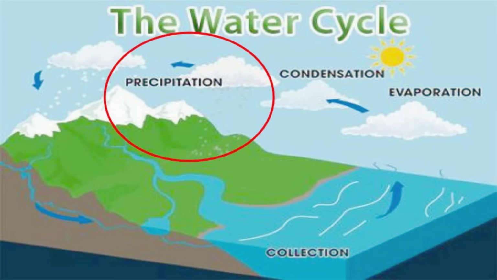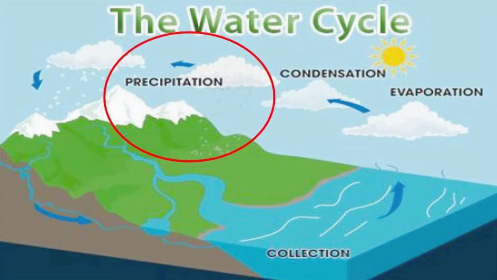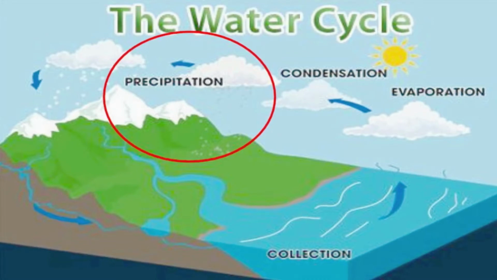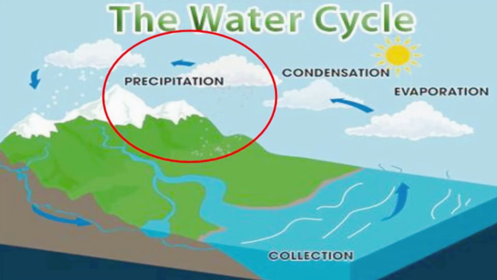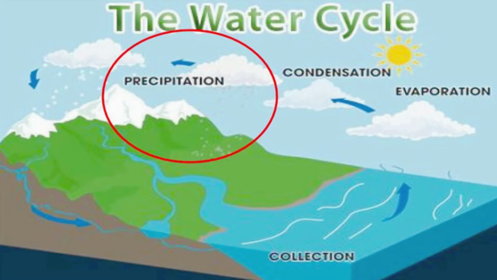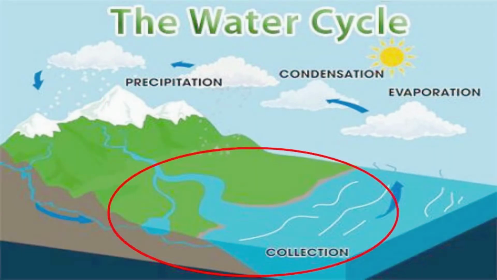After condensation comes precipitation. Precipitation occurs when so much water has condensed that the air cannot hold it anymore. The clouds get heavy and water falls back to the earth in the forms of rain, hail, sleet, or snow. Precipitation is responsible for putting most of the fresh water on Earth. When water falls back to the Earth as precipitation, it is collected in oceans, lakes, and rivers. As the sun heats the water, the cycle starts all over again.